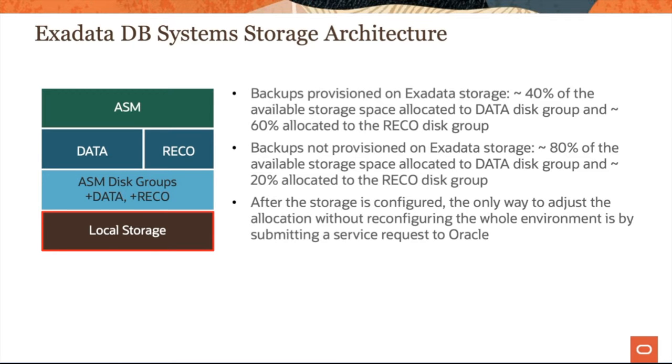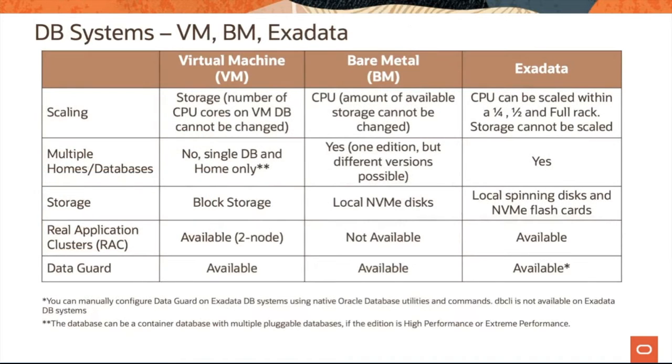After the storage is configured, the only way to adjust the allocation without reconfiguring the whole environment is by submitting a service request to Oracle. This slide shows you the comparison between the three different offerings of virtual machine, bare metal, and Exadata on Oracle Cloud Infrastructure when it comes to the various capabilities of scaling storage cores, the ability to have multiple database homes and databases in the service, as well as high availability and disaster recovery features.